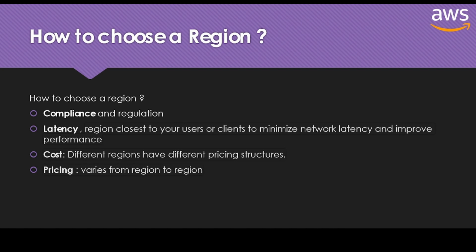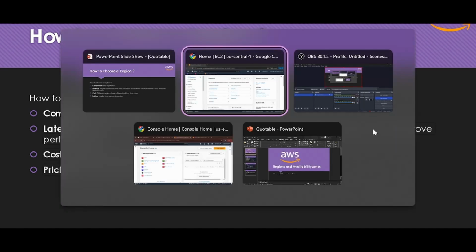And second is latency. The closer the region is to where you want to access your cloud, the better. So if your users are going to be from India or mainland China, it is better to choose your region in Asia Pacific rather than somewhere in Europe or the US. And third is cost. Based on the region that you choose, pricing will vary. So depending upon the region you choose, your price is going to vary.